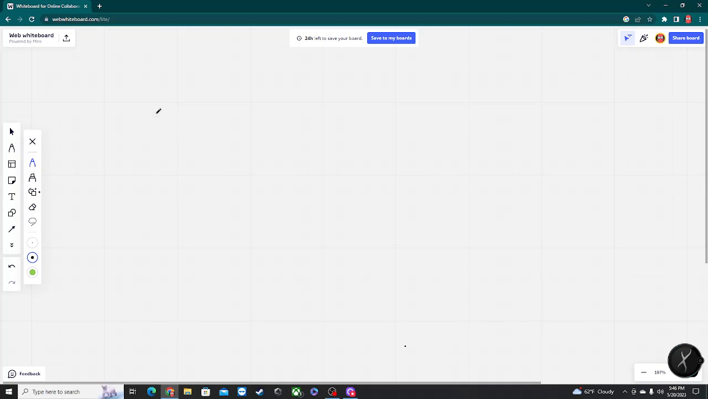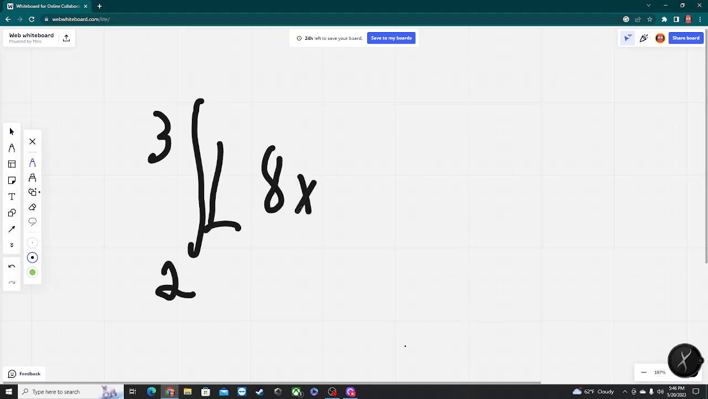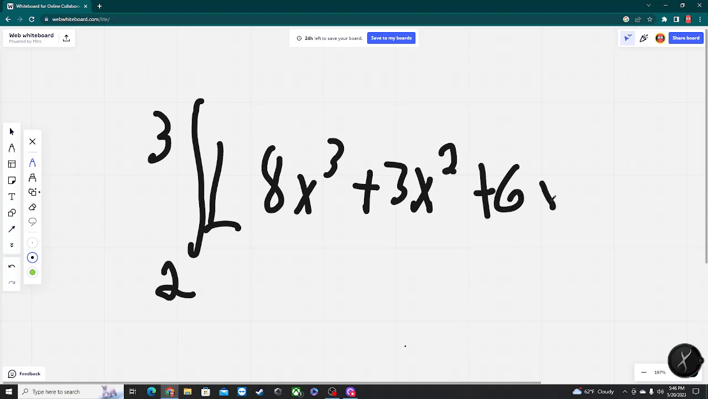Let's do larger limits, so we can have 3, 2. And we can do the function 8x to the third plus 3x to the second plus 6x. There we go. And then, don't forget the dx. Okay, so this is our function.